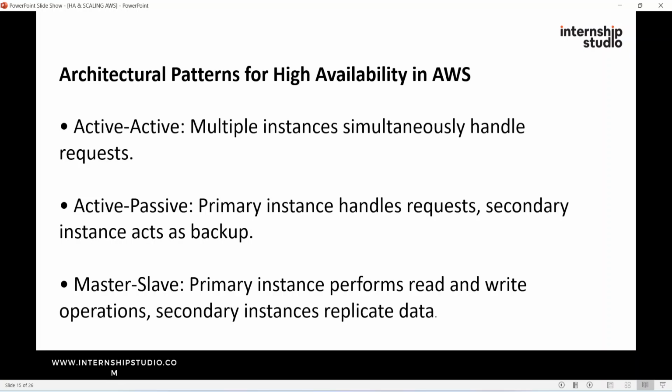Next is master-slave. Here the primary instance performs read and write operations, while secondary instances replicate data. The majority of the workload is taken by the primary instance, and just secondary operations, or day 2 operations, as we can see, will be performed by the secondary instance.